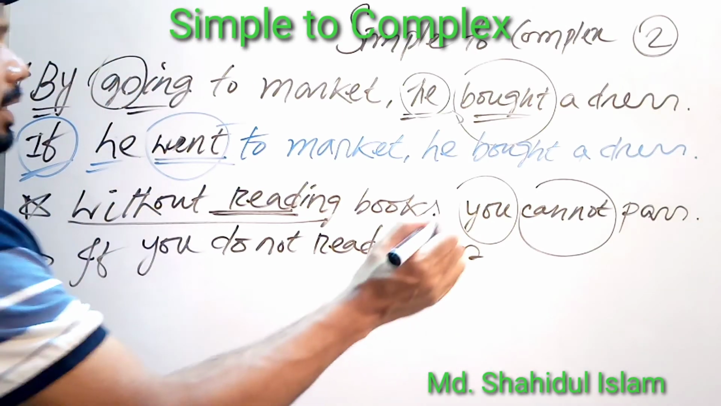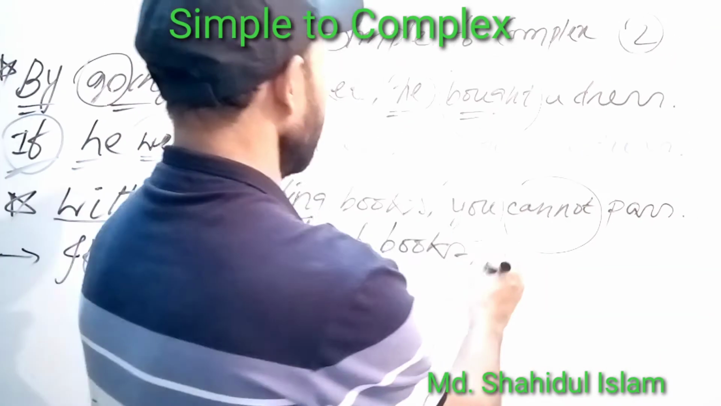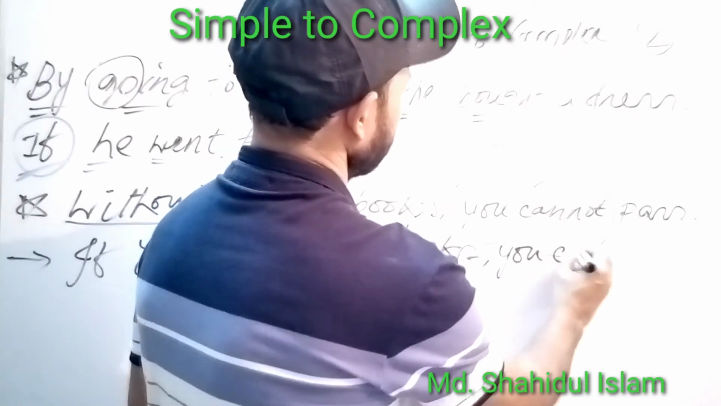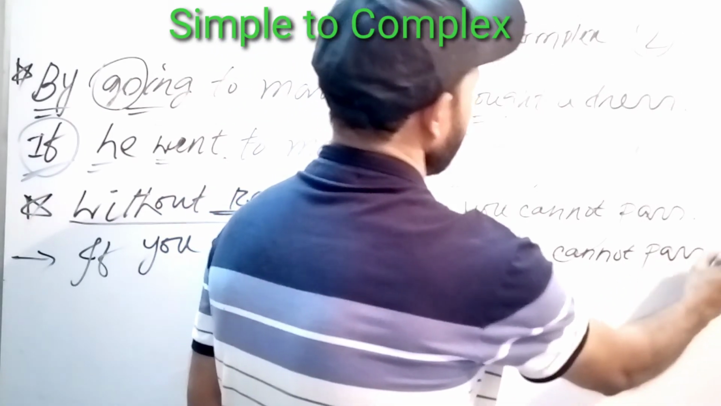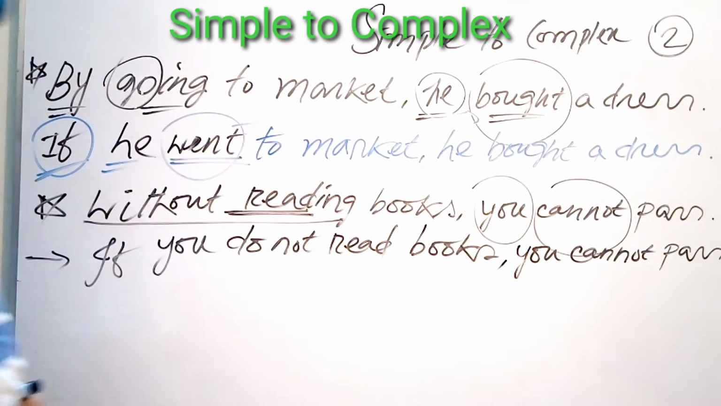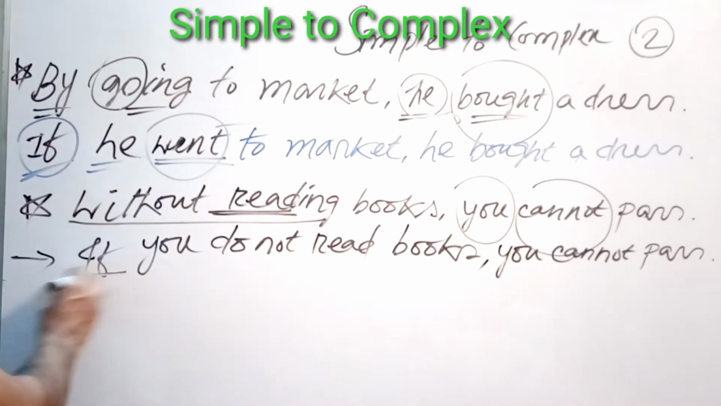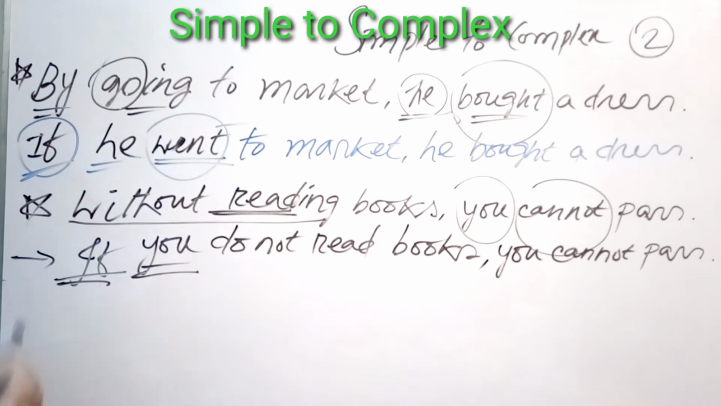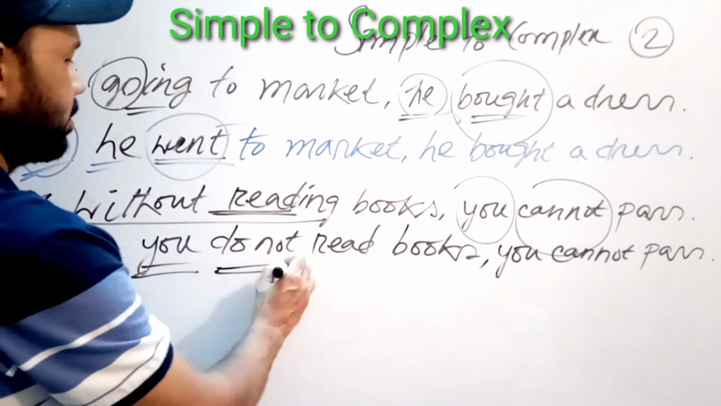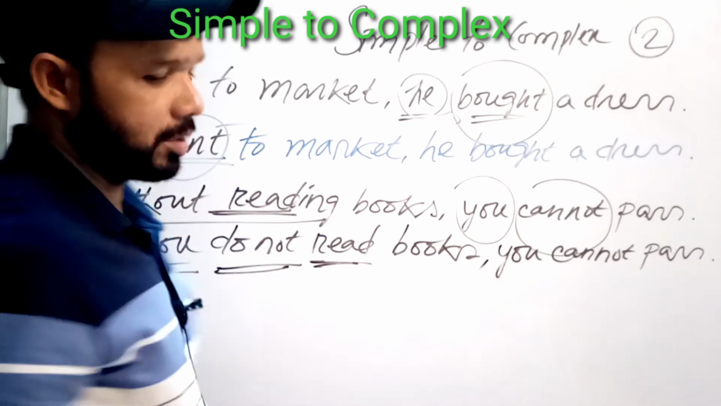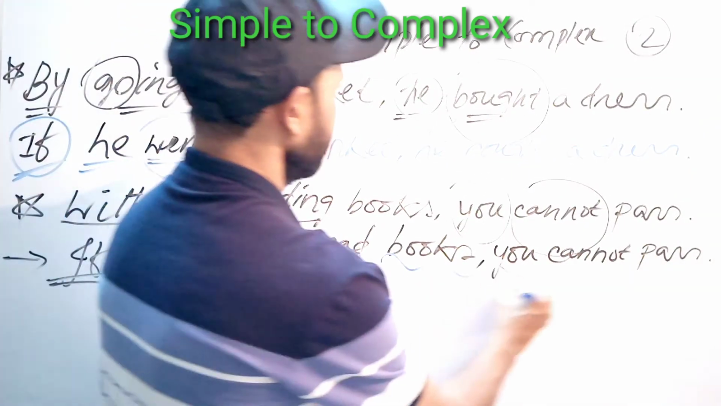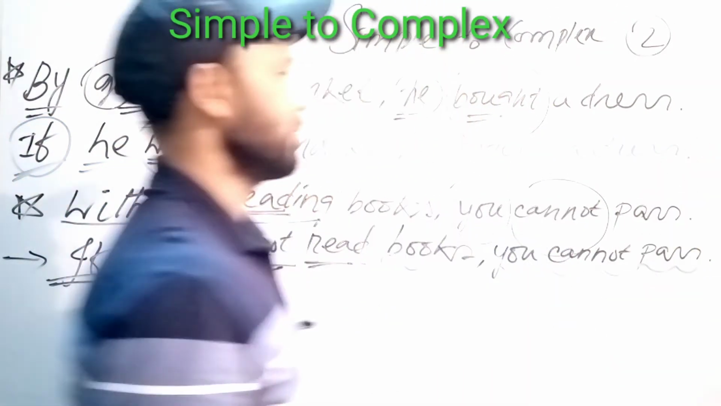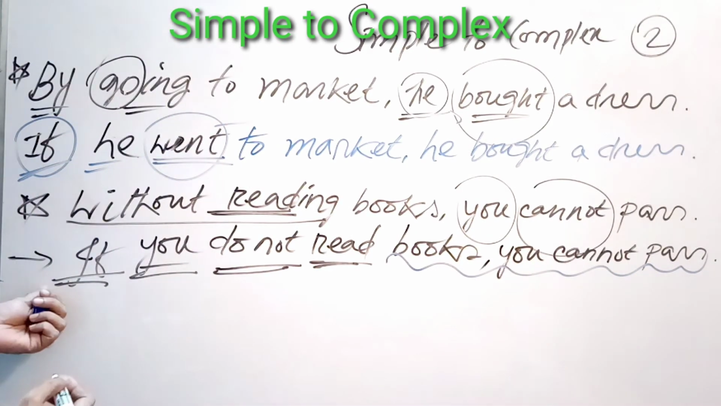Now we can write the remaining part. You cannot pass. So the major changes are, first of all if, then you have to bring or put subject, then do not or did not, then main verb, and the remaining part will be unchanged. It will not be changed. So the sentence is, if you don't read books, you cannot pass.